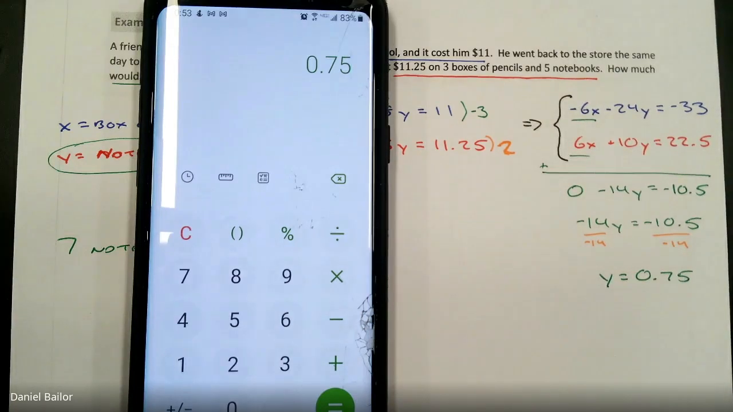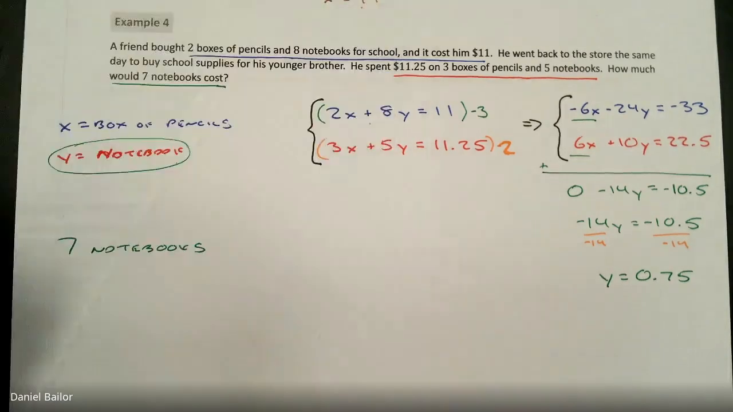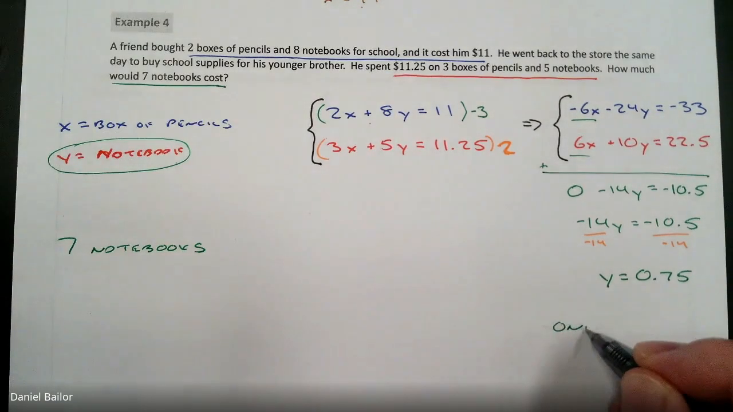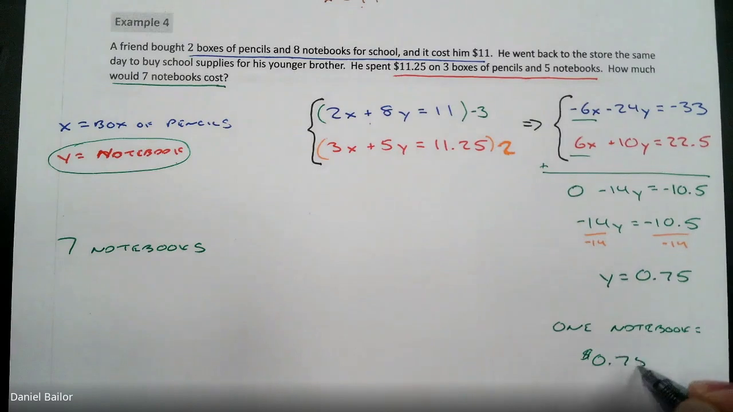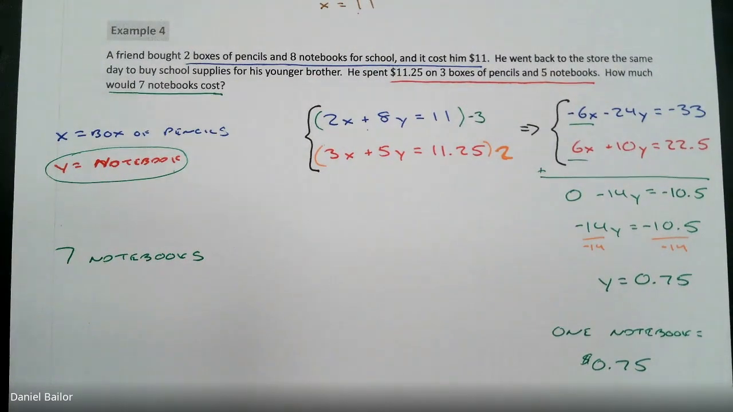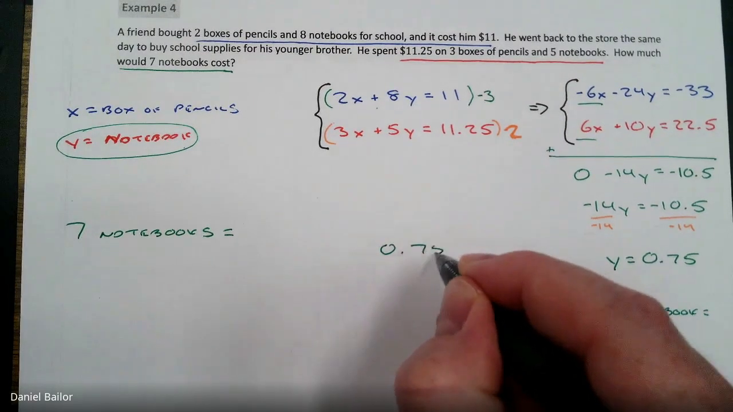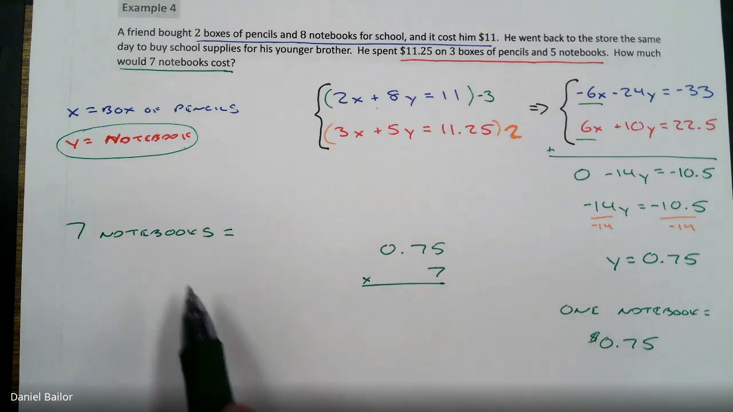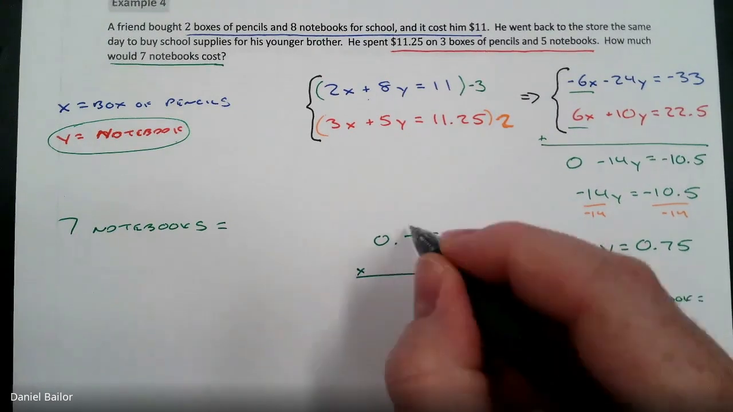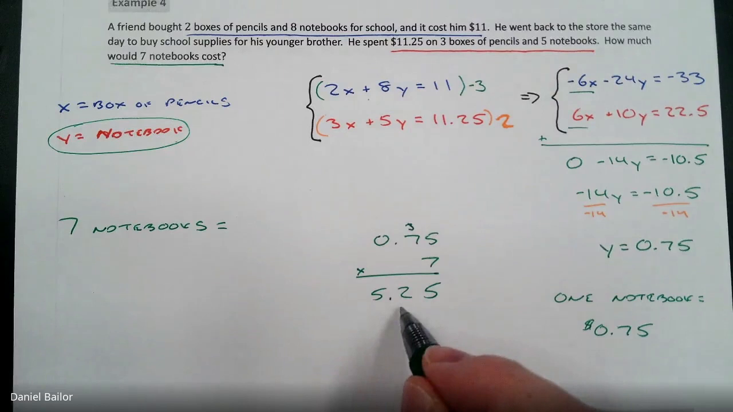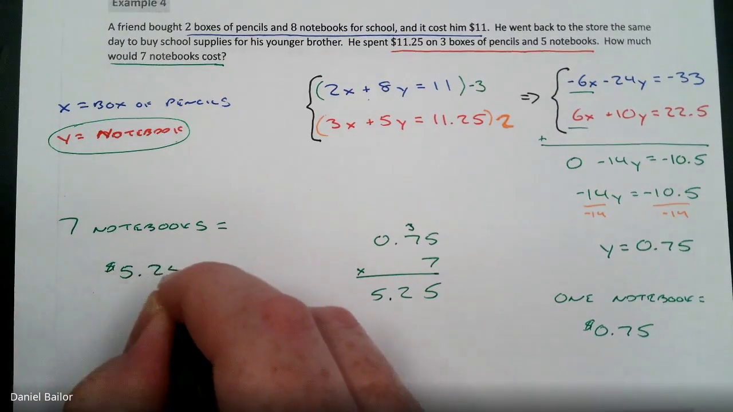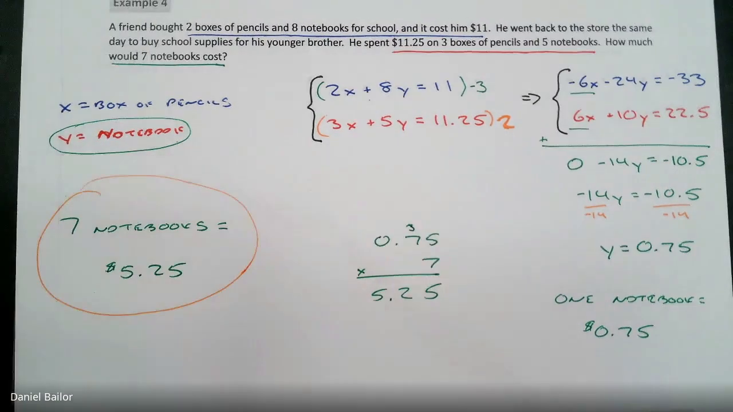So that 1y is 0.75, which means one notebook equals 75 cents. I just found that out. But remember, I don't care about one notebook. I want to know 7 notebooks. So I take the 75 cents and I multiply it by 7 to find how much 7 notebooks cost. Seven notebooks is going to be $5.25. That's the answer to my question.